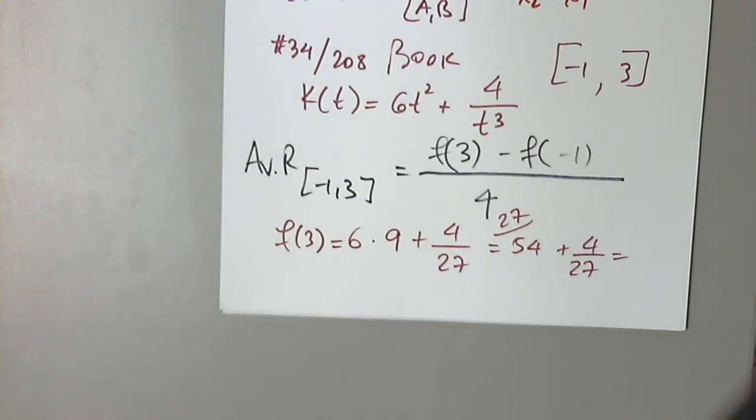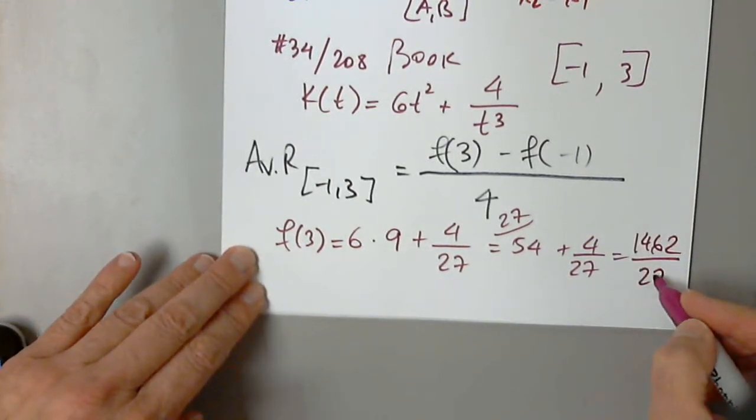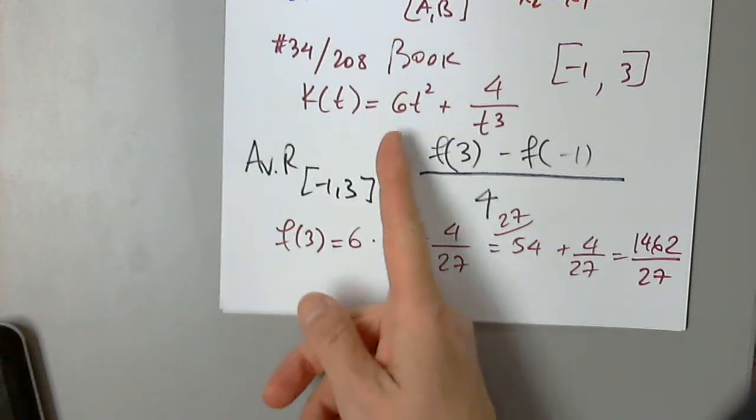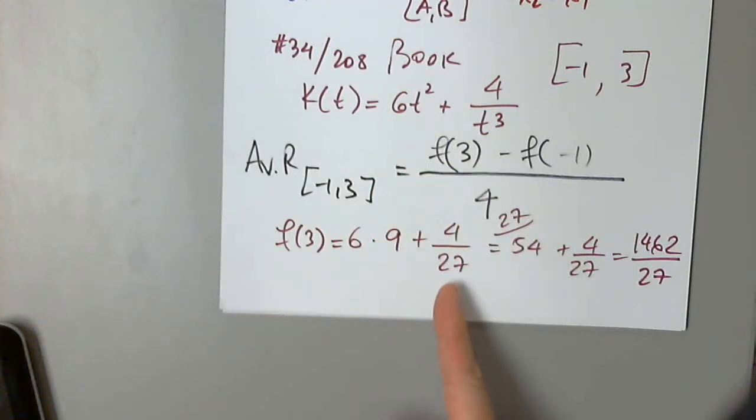my calculator just died. Oh. I see why. So how much is it? So 54 times 27 and plus 4. I got 1462. Correct me if I'm wrong. Over 27. Yes? Sure. Right? 6 times 9 plus 4 divided by 27. 54. That's what I got.